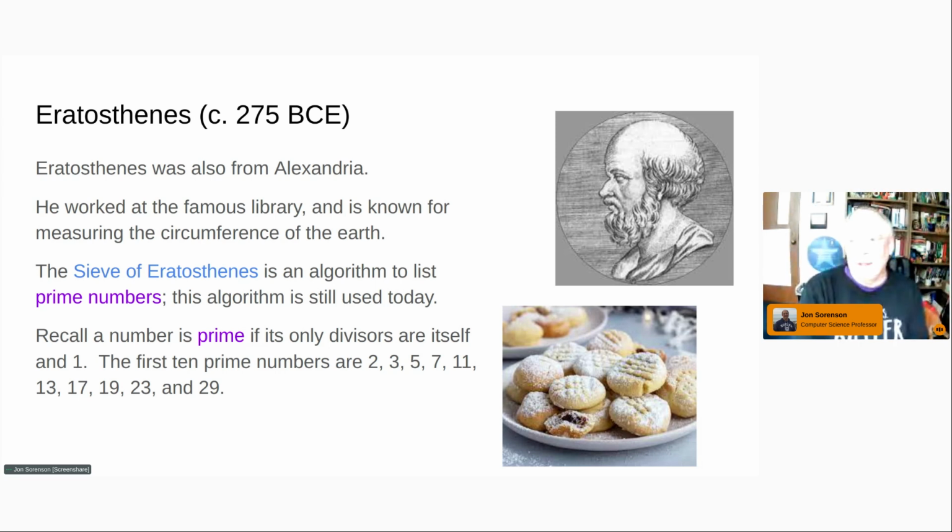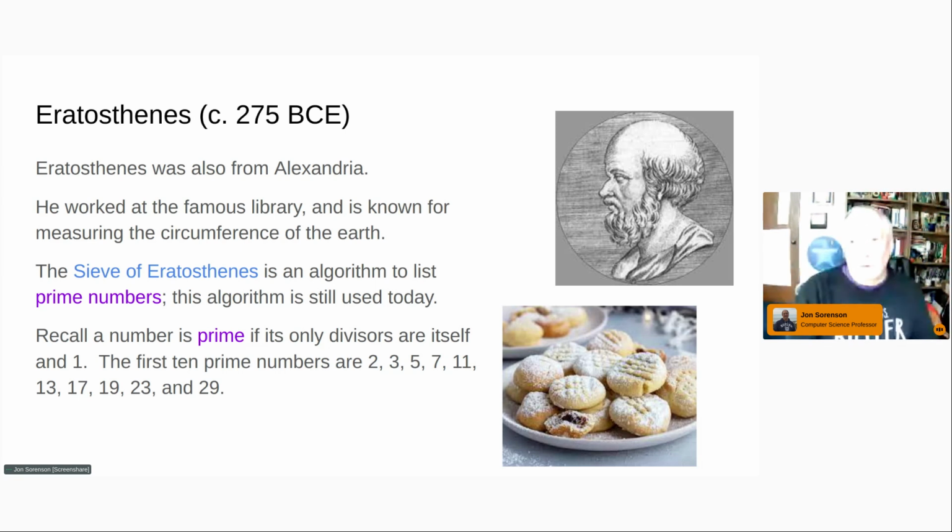This is one of the things he did. If I recall correctly, he dug a hole and had a stick and measured the angle of the shadow and timed when the sun was directly overhead. Then he did this in other places and did some geometry and was able to get an estimate. If I recall correctly, his estimate was accurate within just a couple percentage points. So it was quite good. Pretty impressive for the time.